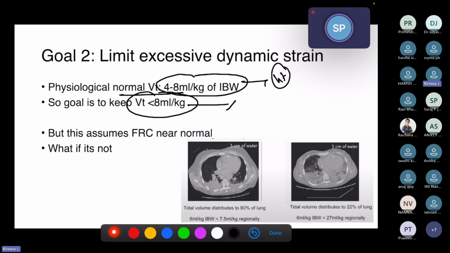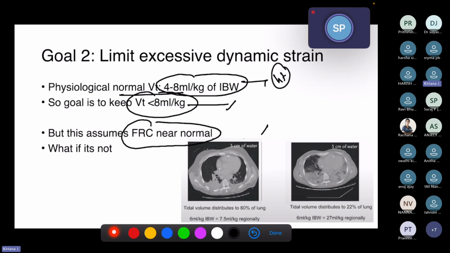So what about your ARDS patients? ARDS patients don't have a normal lung, right? When we say we can keep the tidal volume to less than 8 ml per kg, we are assuming that the entire lung is available for ventilation. Therefore, your strain is going to be less. This is assuming that the functional residual capacity or the available lung volume is normal. But what if it's not?